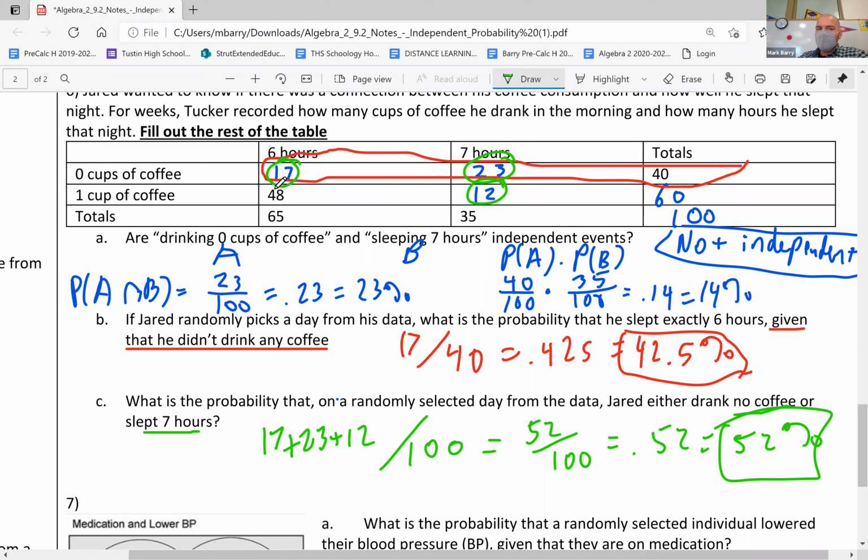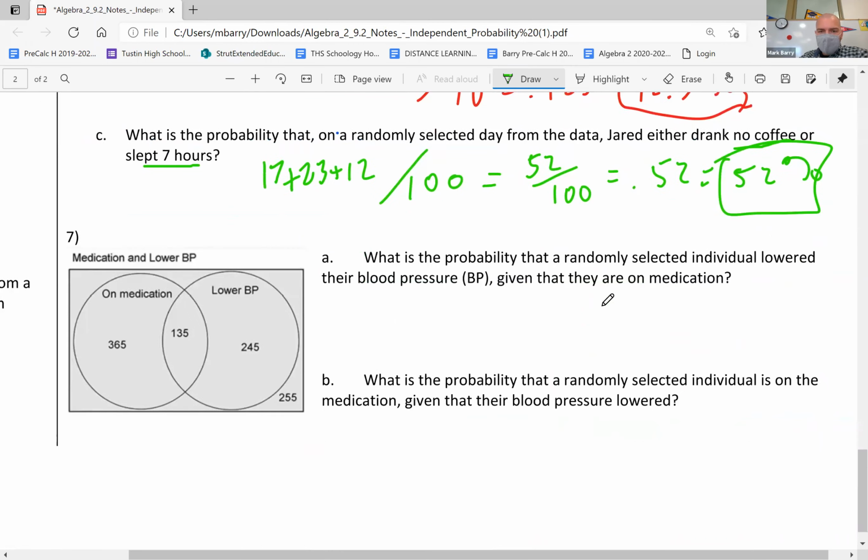But if you look at the 6 hours, he's getting a lot more of those 6 hours of sleep when he's drinking the coffee as opposed to no coffee. So it seems like if he doesn't drink coffee, he's getting more sleep, which I think is scientifically proven. When we say that's not independent, that's what it's saying: the coffee is affecting his sleep. If it was independent, it wouldn't matter whether you drank coffee or not, you would get the same amount of sleep. All right, let's do a couple more here.